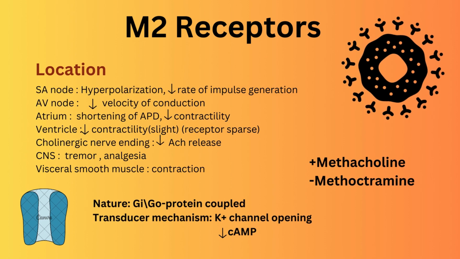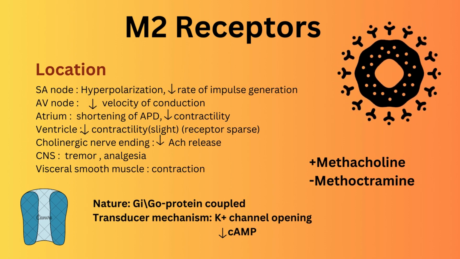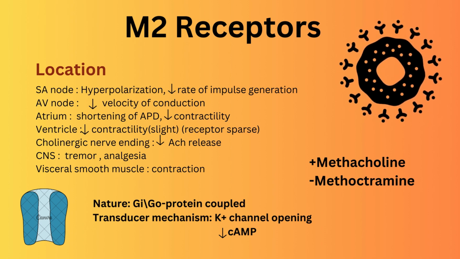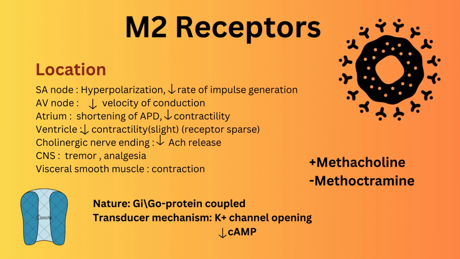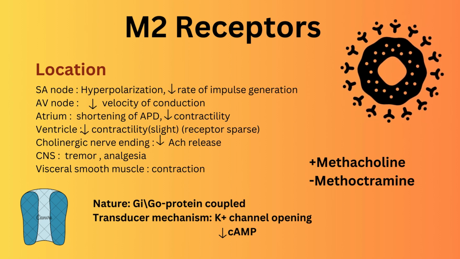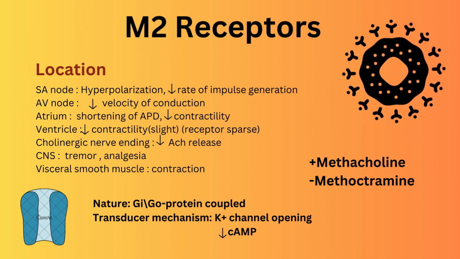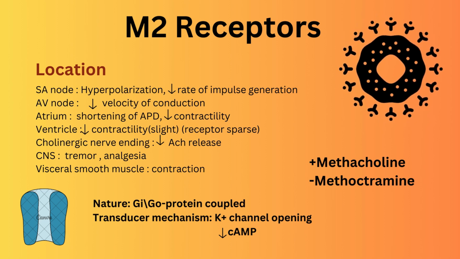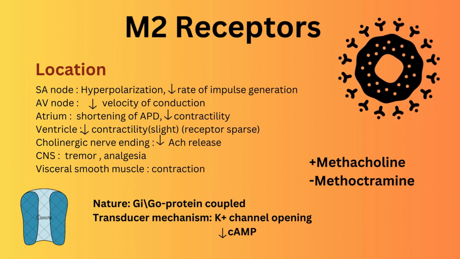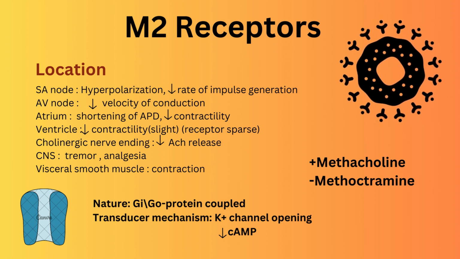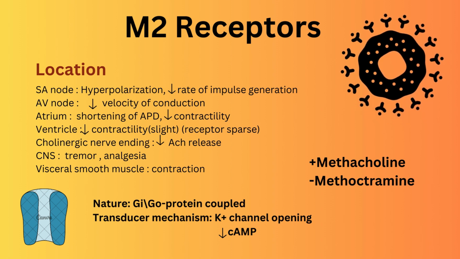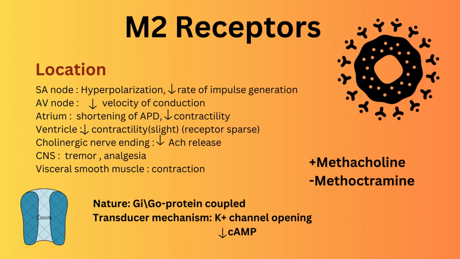The second muscarinic receptor is the M2 receptor, which is present in the SA node, AV node, atrium, ventricle, cholinergic nerve endings, CNS, and visceral smooth muscles. In the SA node, it produces hyperpolarization and decreases the rate of impulse generation, decreases conduction velocity in the AV node, shortens action potential duration, and decreases contractility in atrium and ventricle. It also reduces acetylcholine release from cholinergic nerve endings, causes tremor and analgesia in CNS, and contraction of visceral smooth muscles.